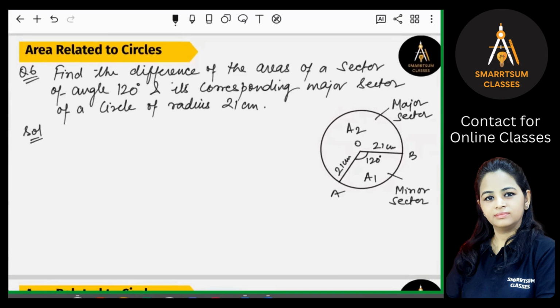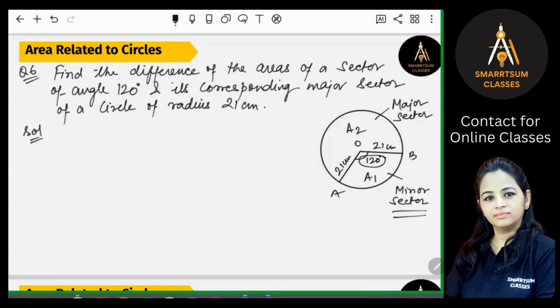So now look at this question, another one, question number 6. Find the difference of the areas of a sector of angle 120 degree and its corresponding major sector of a circle of radius 21 centimeters, right? As you can see here in the diagram, we have a circle of center O, radius is 21 centimeters. OA and OB are the radius, and the sector OAB having central angle 120 degree, okay?